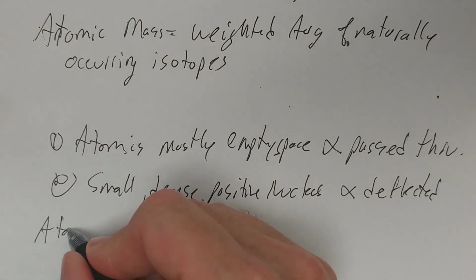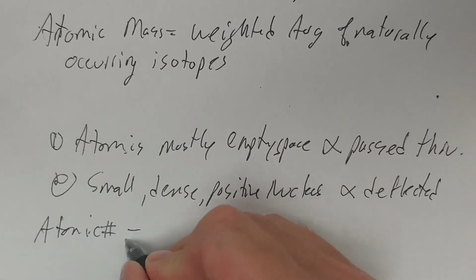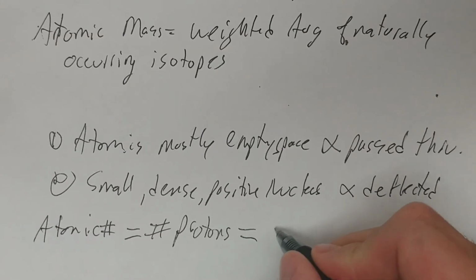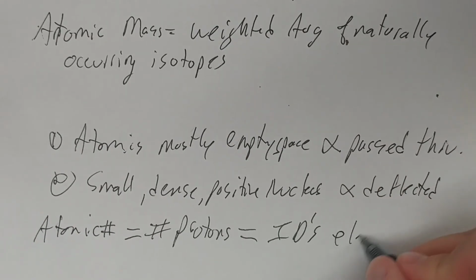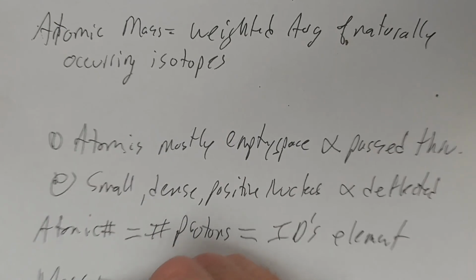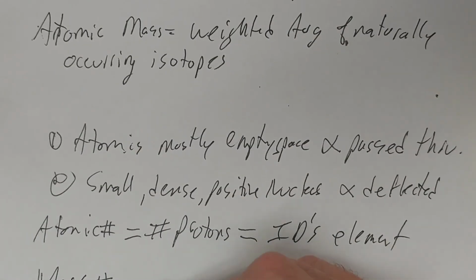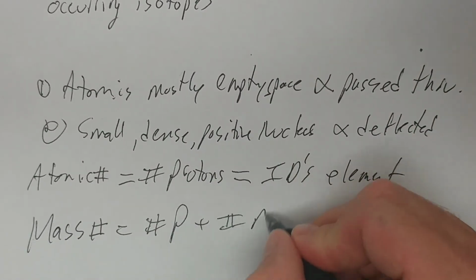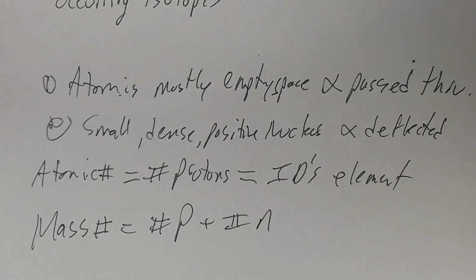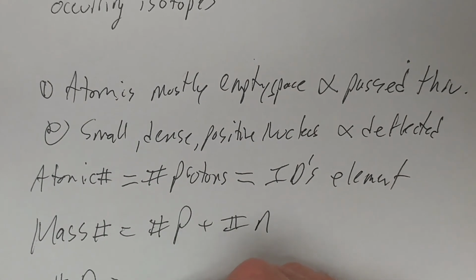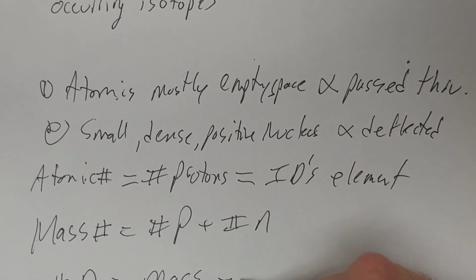Atomic number tells you the number of protons, and it IDs the element. Mass number is equal to the number of protons plus the number of neutrons. So the number of neutrons is equal to the mass minus the atomic number.